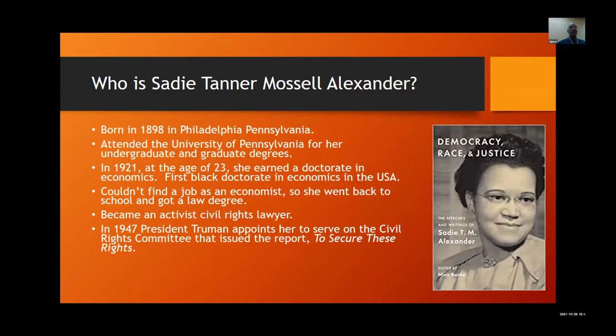Now, who is this Sadie Alexander? Sadie Tanner Alexander, first Black PhD in economics in the country, at the age of 23 from the University of Pennsylvania. She couldn't get a job, so she became a lawyer, went back to school, got a law degree, brilliant person. Became an activist lawyer, was a Republican most of her life. But by 1947, President Truman is appointing her to serve on the Civil Rights Commission that issued the report To Secure These Rights, which informs the Democratic platform that year. Strom Thurmond and Dixiecrats bolt from that convention, and the political realignment of the post-war period is well underway.